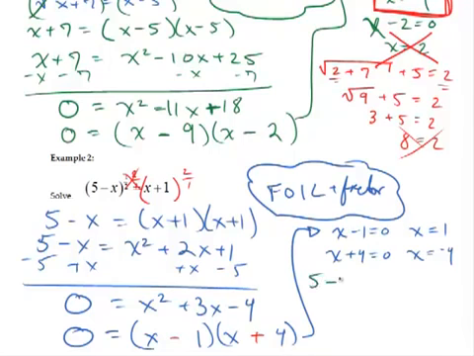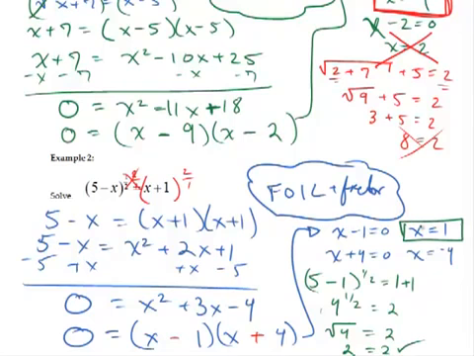So 5 minus 1 raised to the 1/2 power, does that equal 1 plus 1? So this is 4 to the 1/2 power equals 2. This would be the square root of 4. Square root of 4 is 2. 2 equals 2. Check. So this answer is a good answer.